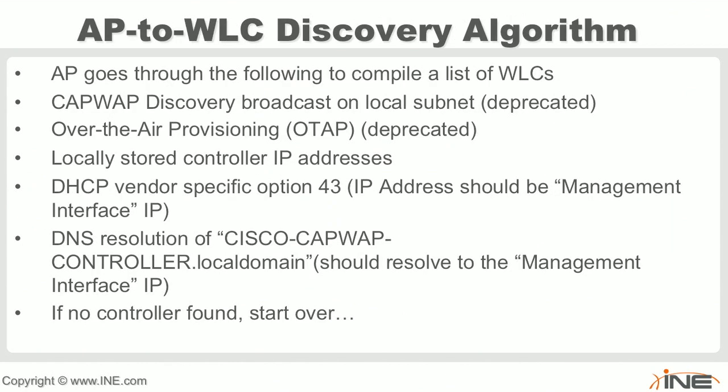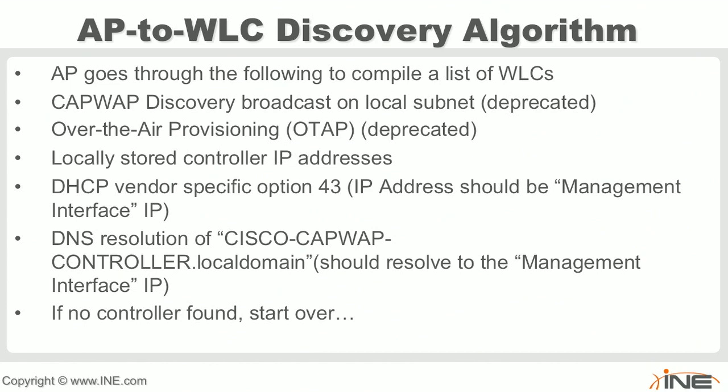Taking a look at the AP to WLC discovery algorithm, what all we can do to get an access point registered to a WLC. The AP is going to do a CAPWAP discovery broadcast on the local subnet. We already talked about that being deprecated. It actually will still do a broadcast. It's going to be a Layer 3 IP broadcast. There is something that was older called OTAP, over-the-air provisioning. I'm going to show briefly in a moment how this used to work. Again, this has been deprecated due to security flaws. Then the AP will sit there and say, hey, do I have any locally stored controller IP addresses?